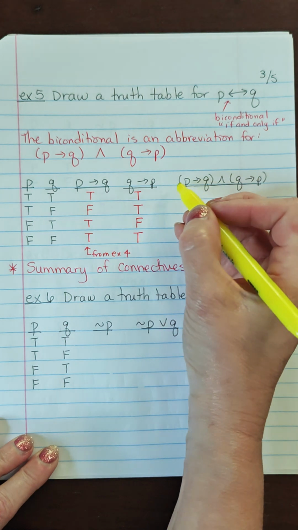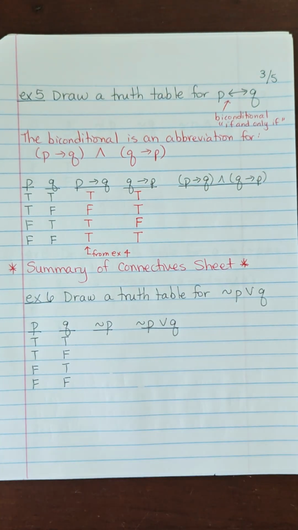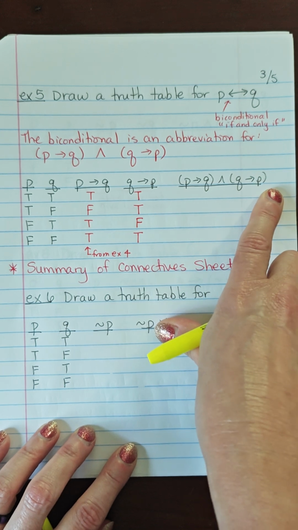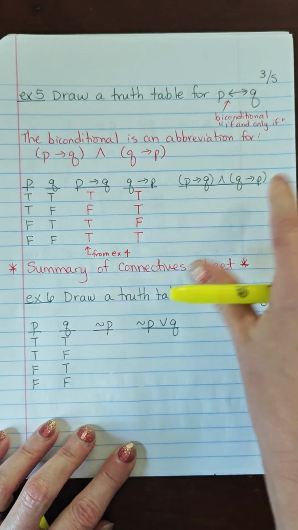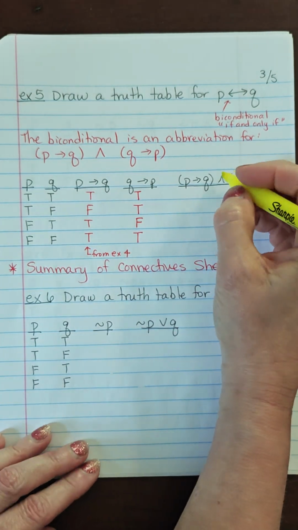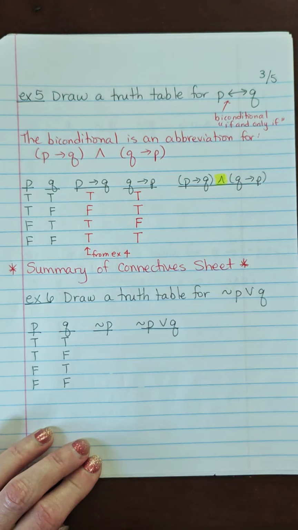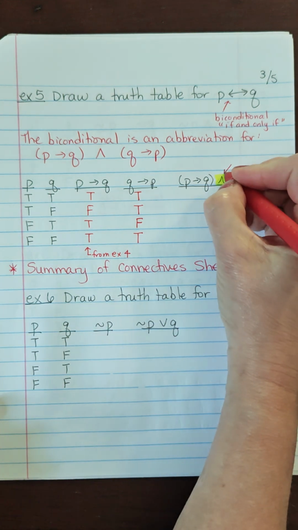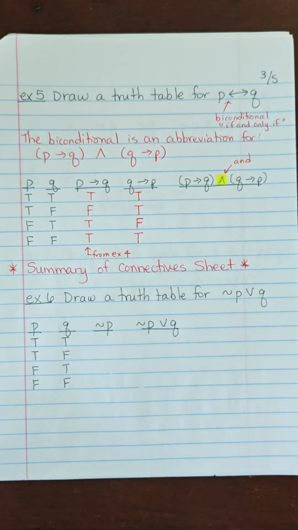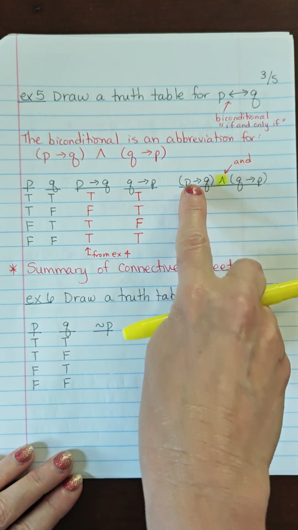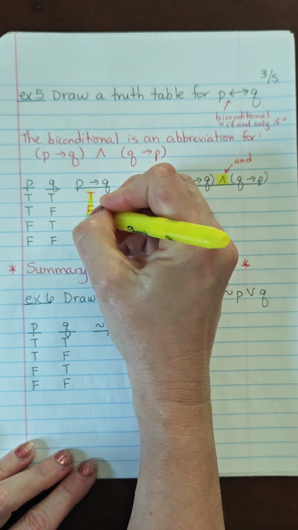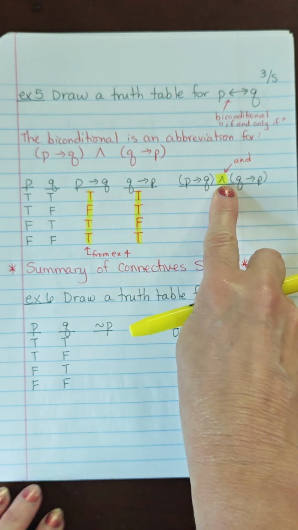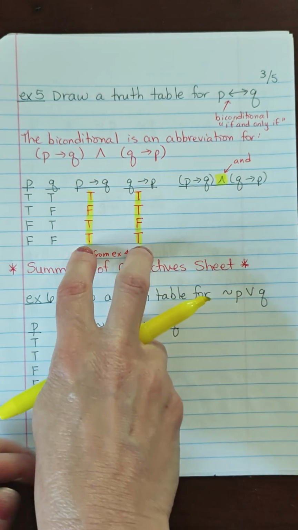Now, last up, this looks like a big mess, right? This looks very menacing, but it's not bad, all right? Yes, it's ugly, but it's got a great personality, smart, funny, all that. This is just a conjunction. This is just an and for 2 columns. Okay, the P to Q column right here and the Q to P column right here. So here's what I'm going to do.